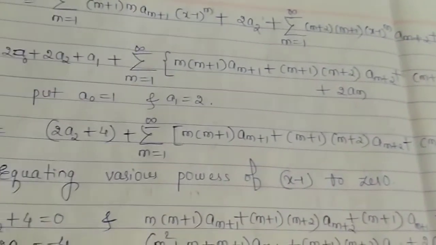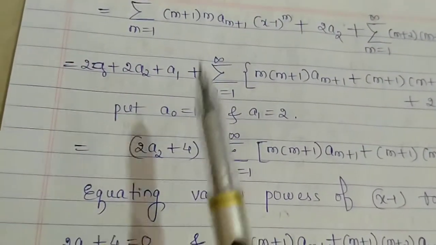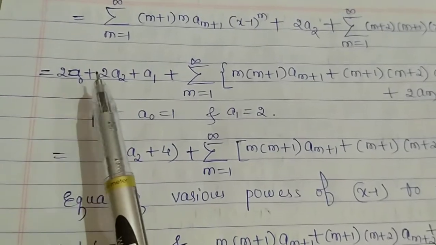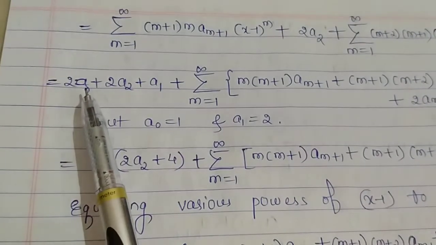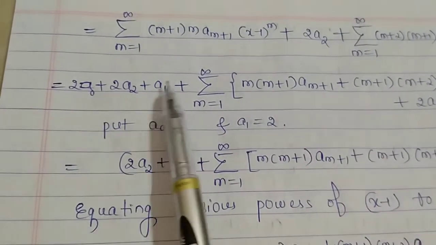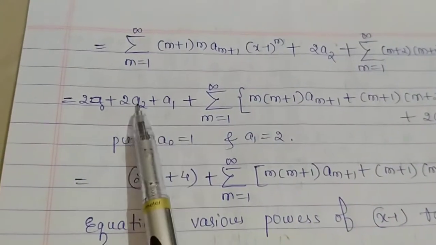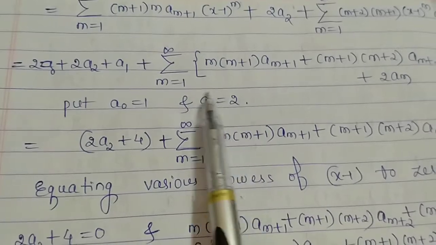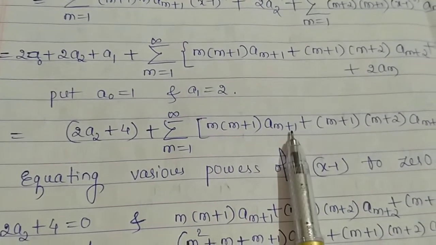Now what are my a naught and a1 values? A naught is 1 and a1 is 2. So I will get here 2 into 1, 2 plus 2, it is 4, and I will keep 2a2 as it is. 2a2 plus 4, plus these terms I will keep again as they are.